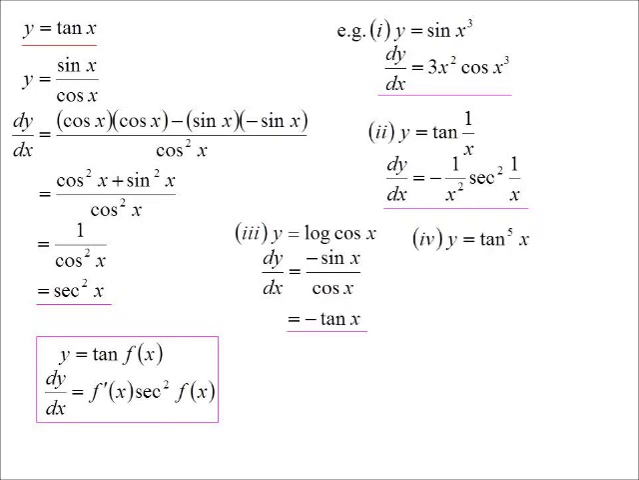Tan to the power of 5? Remember in trig, we write the power there, so that's actually tan x all to the power of 5. So we use our chain rule. So bring down the power, 5, lower the power, 4, diff the inside, so tan x would be inside the parentheses, differentiate tan, we get sec squared.